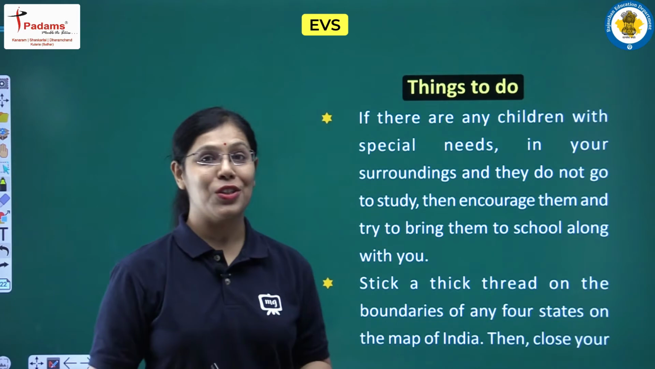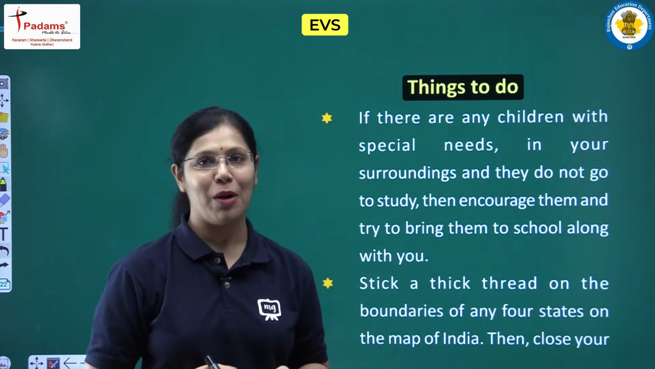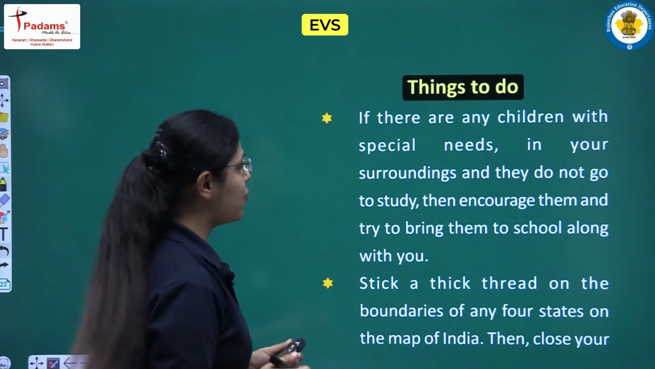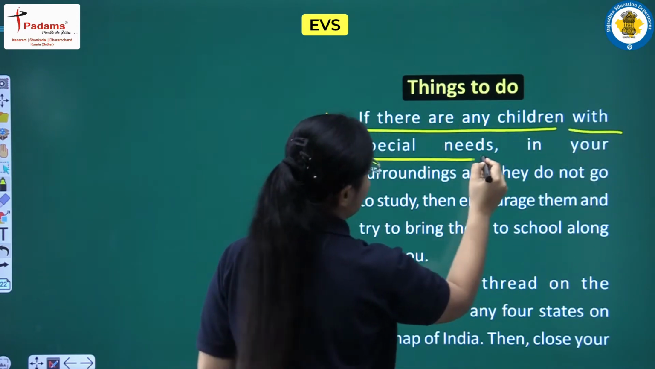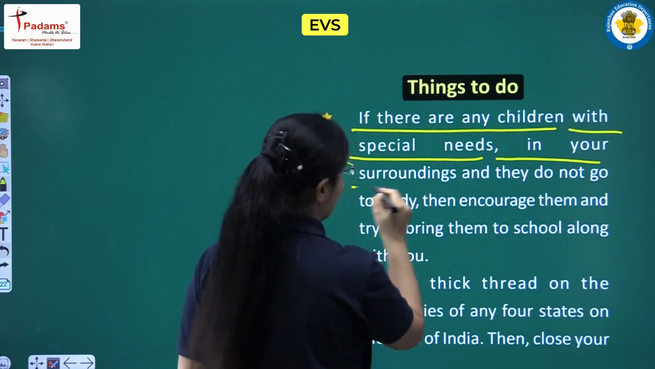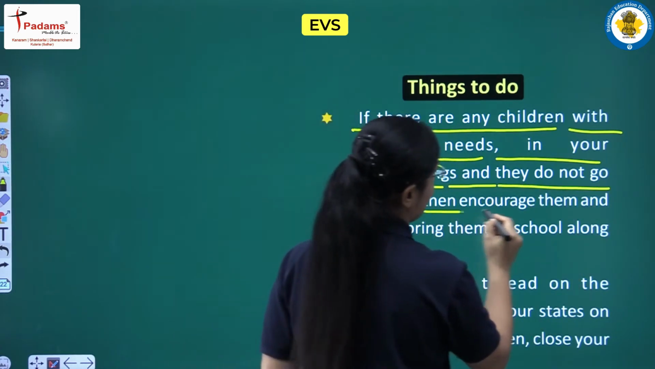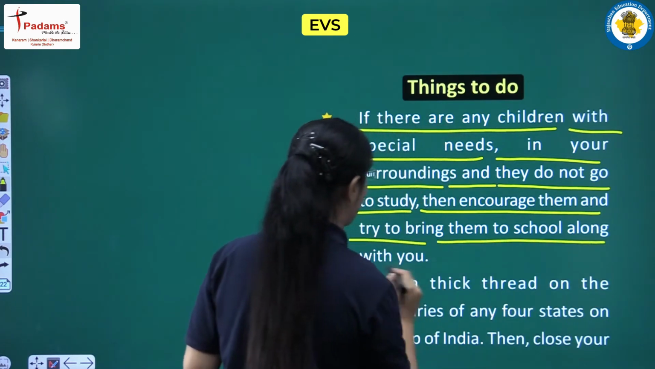So let's move on. There are some things to do which you have to do, and you have to take help from your family members, from your parents, while doing all these things. So first of all, if there are any children with special needs in your surroundings and they do not go to study, then encourage them and try to bring them to school along with you.